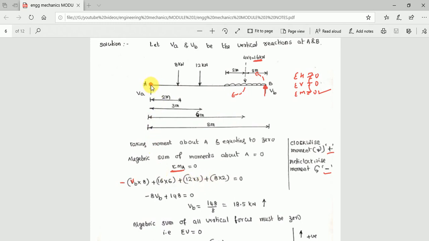I need to find the moment about A and equate it to 0, since as per static equilibrium conditions, the summation of moment about A is 0. So minus VB into 8 plus the rest, and on simplification we will get VB equal to 18.5 kilonewton. It is acting in the upward direction. Since it is a support reaction, it is acting upward, so the direction chosen is correct. If you get a negative value, then the support reaction will be acting in the downward direction, opposite to the direction chosen in my drawing.